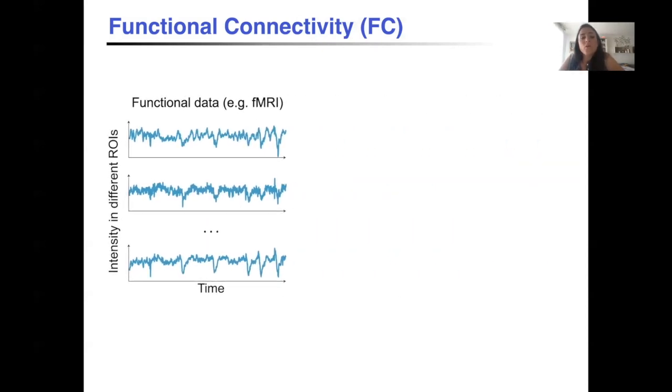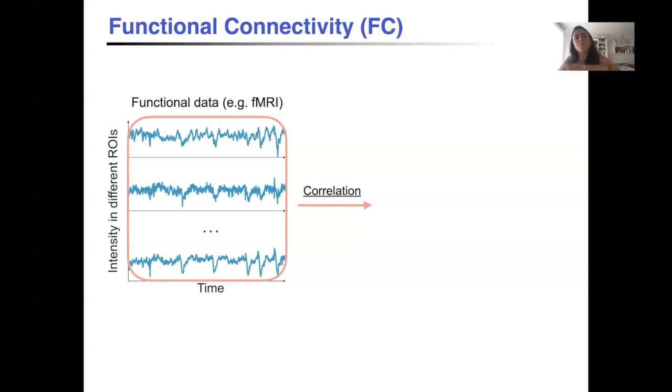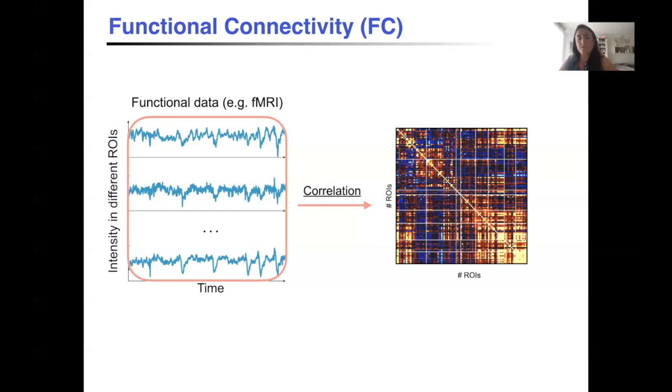And then what we want to do is compute a measure of pairwise correlation between each pair of these time courses, considering the whole length of the acquisition. So we end up with a matrix that we call functional connectivity matrix or functional connectome, which is of dimension ROIs per ROIs, and that includes values of correlations between each pair of regions.